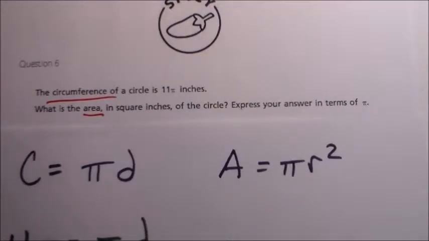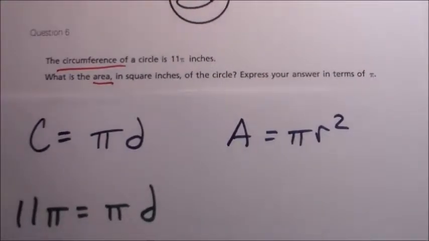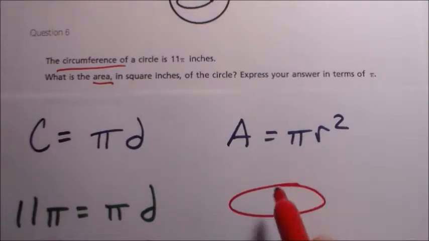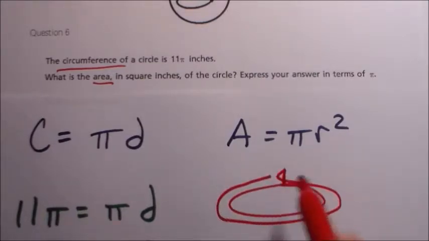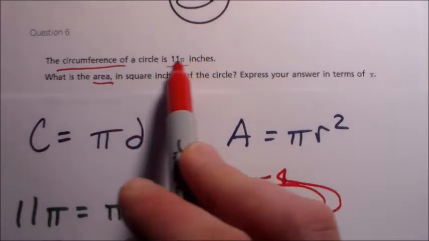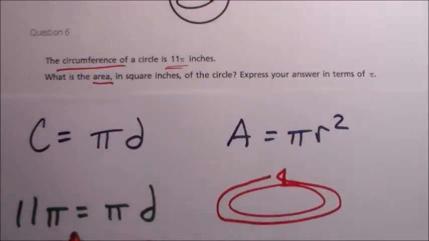Okay, and we know the circumference, or the distance around the circle. It's kind of a flat circle, but just bear with me. The distance around the circle is 11 pi. It tells us the circumference is 11 pi. And we know that the formula is pi times diameter for circumference.